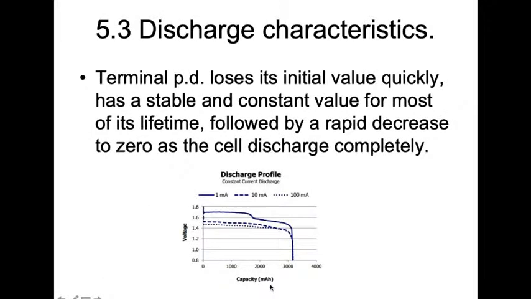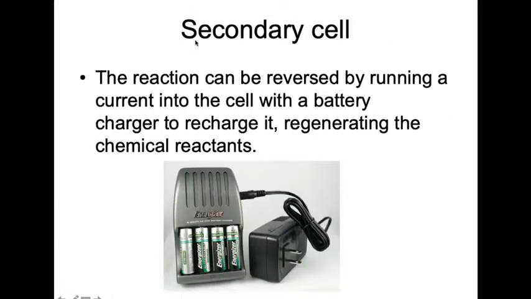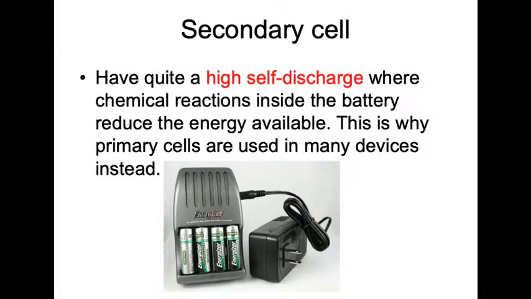Oh, and this capacity here is in microamp hours. So it's current times hour versus voltage. Primary cells are non-reusable, secondary cells are reusable. These are our rechargeable batteries that can be reversed by running a current into the cell with a charger to recharge it. So this will actually regenerate the chemical reactants, right? Once our cathode and anode become depleted, by running a current through it in the opposite direction, we'll have them being restored to their former glory.